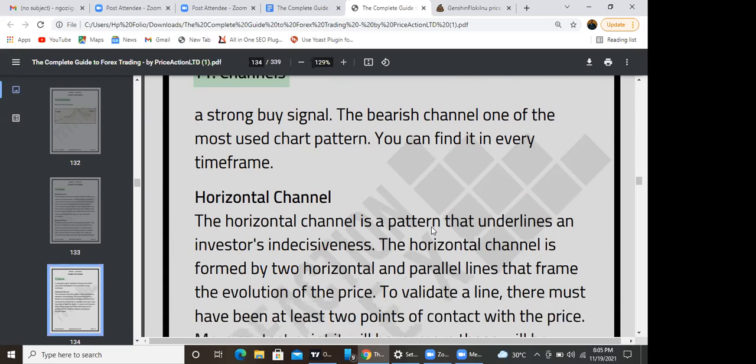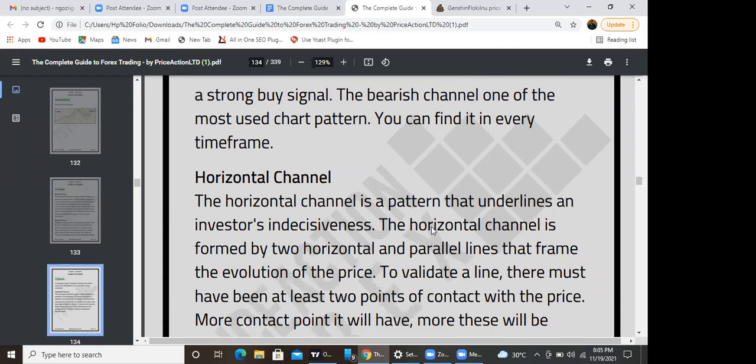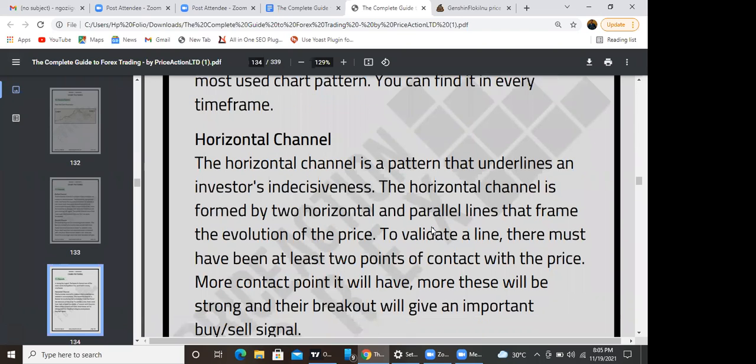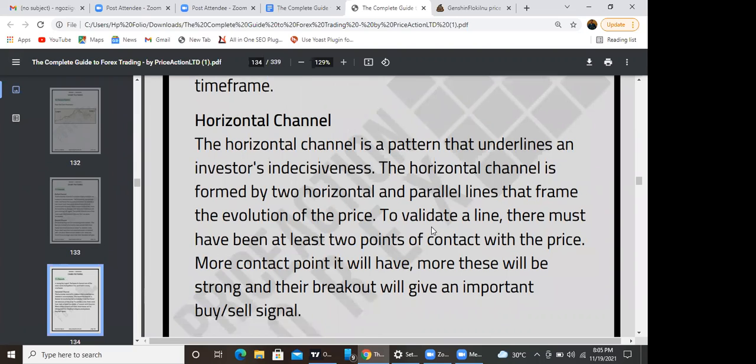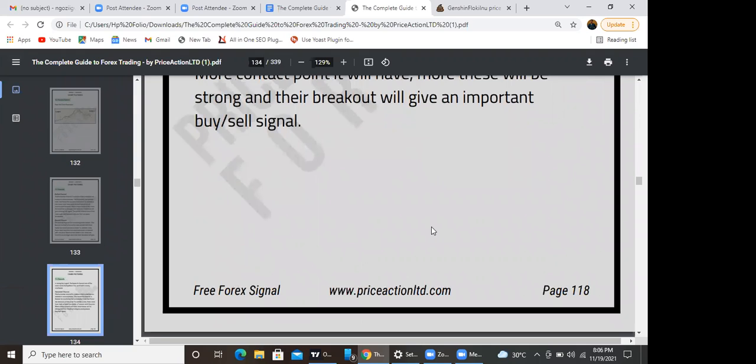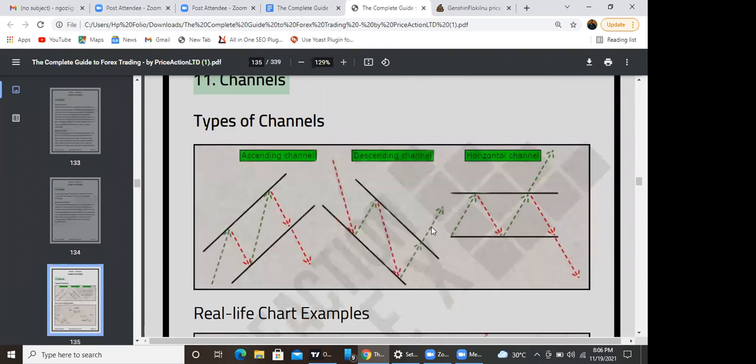The horizontal channel is a pattern that underlies investor indecisiveness. The horizontal channel is formed by two horizontal and parallel lines that frame the evolution of price. To validate a line, there must have been at least 2 points of contact with the price. The more contact points it will have, the stronger it will be, and the breakout will give an important buy and sell signal. So let's take a look at how the pattern looks.